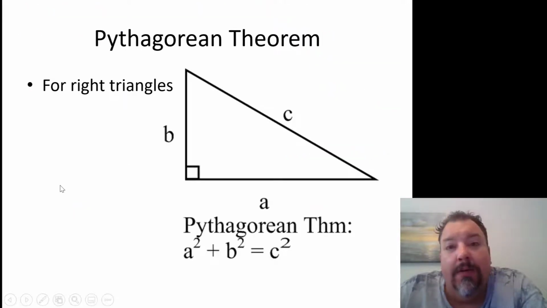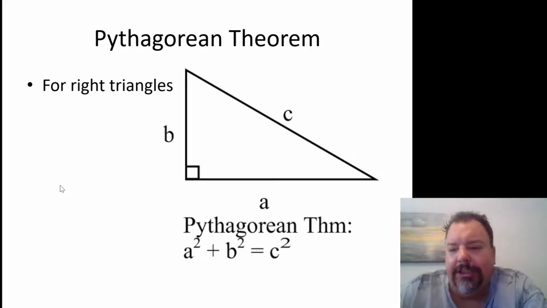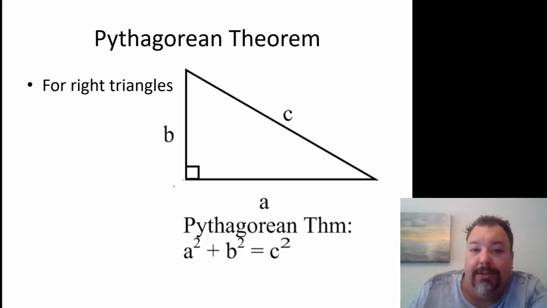All right, the next thing I want to go over is the Pythagorean theorem. And the Pythagorean theorem is going to work for right triangles. And it's going to allow us to solve for the sides of a right triangle. So how do we know it's a right triangle? Well, remember, we're going to look for this little box here. All right, that's telling us that we've got a 90-degree angle. We've got a right angle.